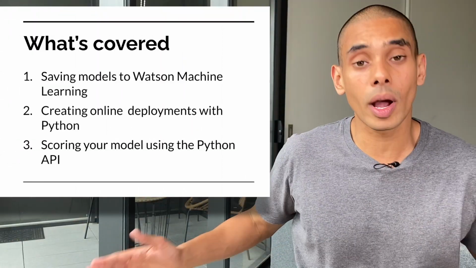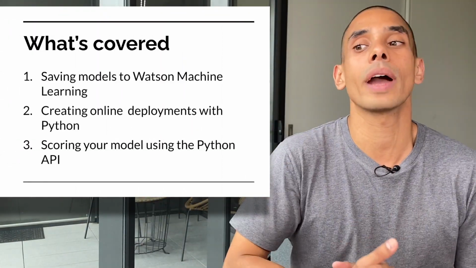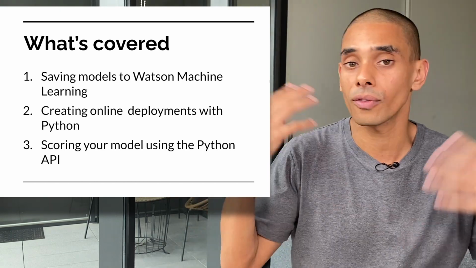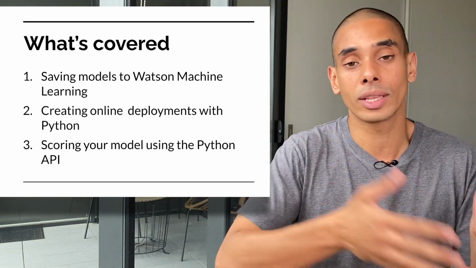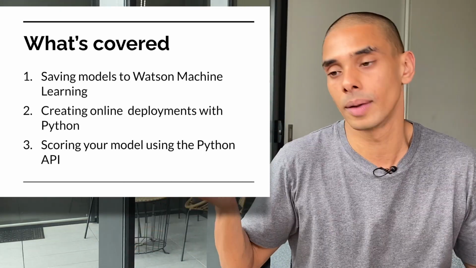So the first thing that we're going to do is take our trained model and save it up into Watson Machine Learning. So for this, we'll be using the Watson Machine Learning Python API. So the majority of this video is going to be inside of Python.